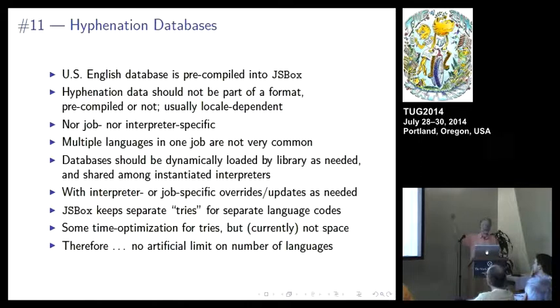It automatically creates the trie from just strings. It's not actually a data structure. It creates the trie on the fly. So when it reads plain.tex in that 8/1000ths of a second, it's also created the trie for the English database. Anyway, I think they should be dynamically loaded by the library, not by instantiated interpreters.